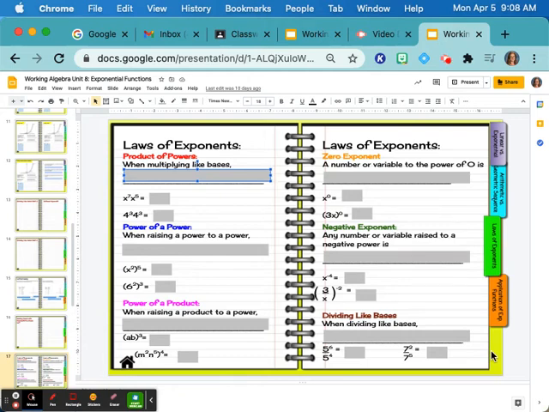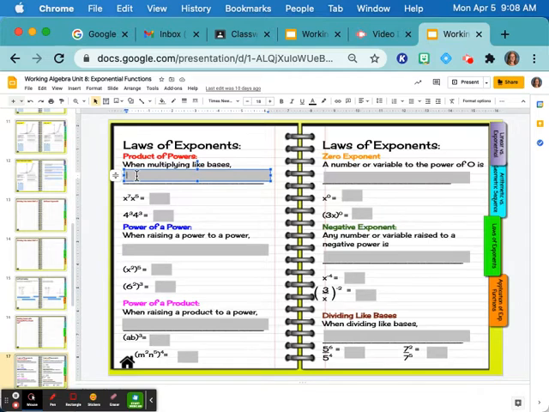We're going to review all of the rules that we learned for exponents. So we have the laws of exponents on slide 17. When multiplying like bases, this is a product of powers. When you are multiplying your like bases, you're going to add the exponents. Let me zoom in a little bit more.